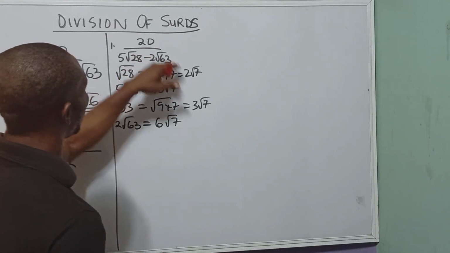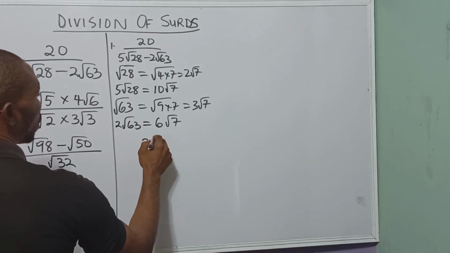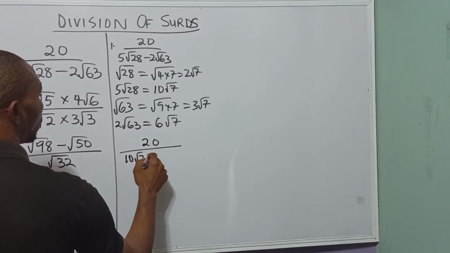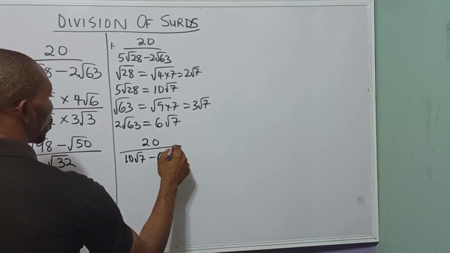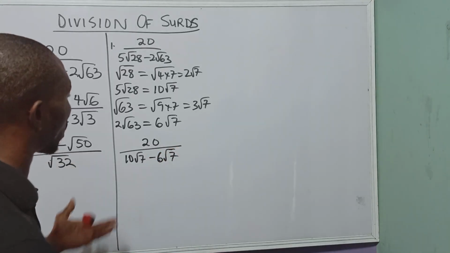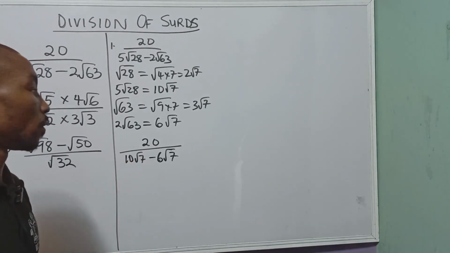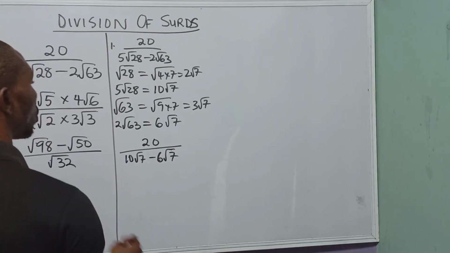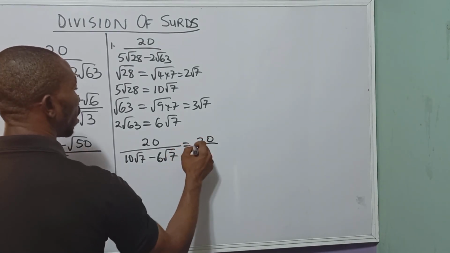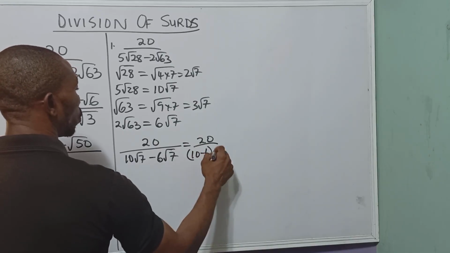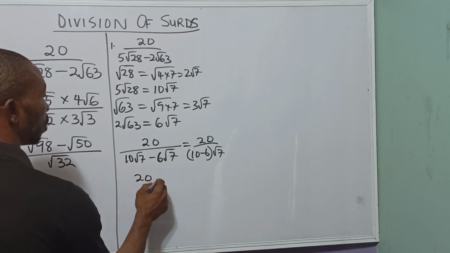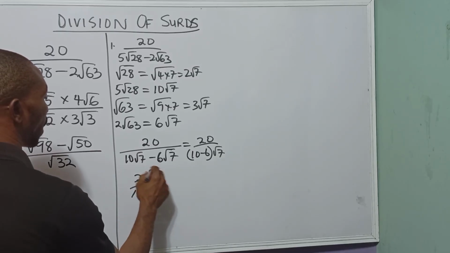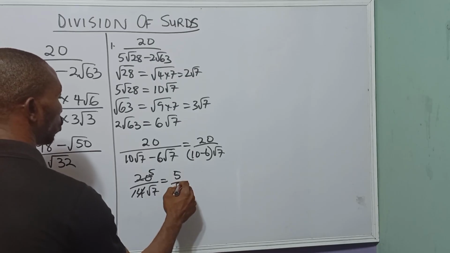Now replacing our denominator with this becomes 20 all over 10 root 7 minus 6 root 7. Now remember, earlier we learned about subtraction and addition of surds. Since there is the same base, same root sign, we can subtract. So this will give us 20 over 10 minus 6 root 7, so we have 20 over 4 root 7. Now 4 into 20 is 5. So this becomes 5 over root 7.